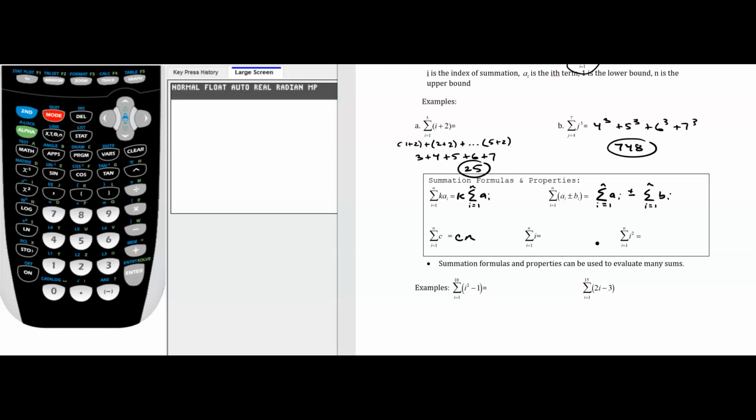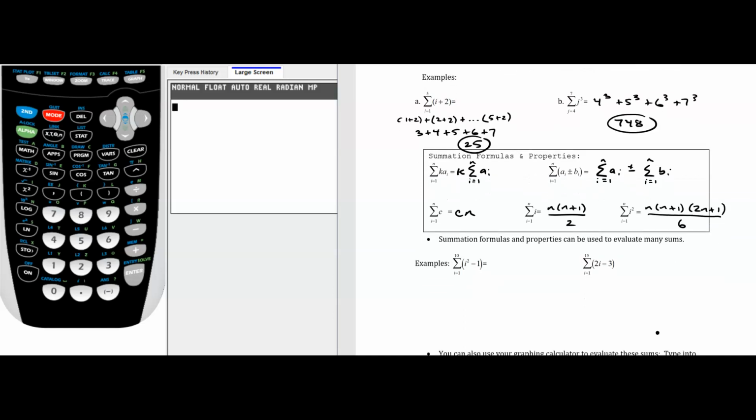And then these are a couple of really common sums that we see a lot. This is the sum of the first n natural numbers, the sum of 1 plus 2 plus 3 all the way up to n. That is actually equal to n times n plus 1 divided by 2. And then this sum, the sum of 1 squared plus 2 squared plus 3 squared, etc., is equal to n times n plus 1 times 2n plus 1 divided by 6. And these formulas and properties are very handy when working with some examples.